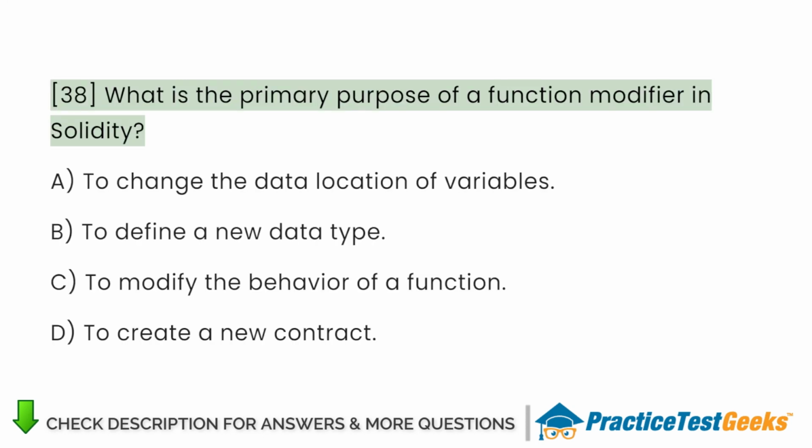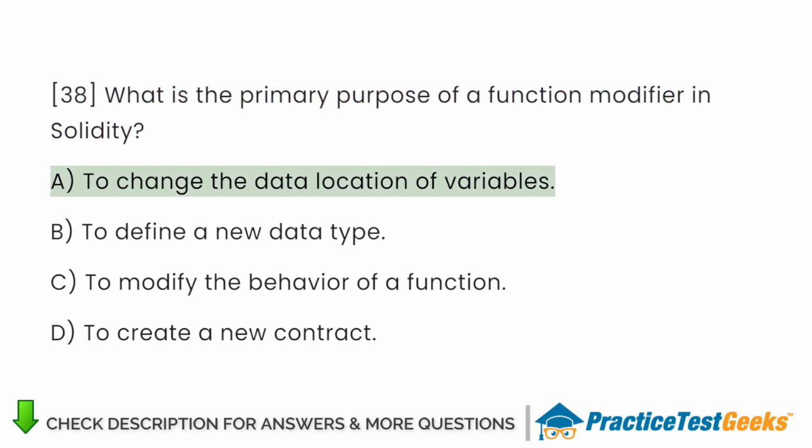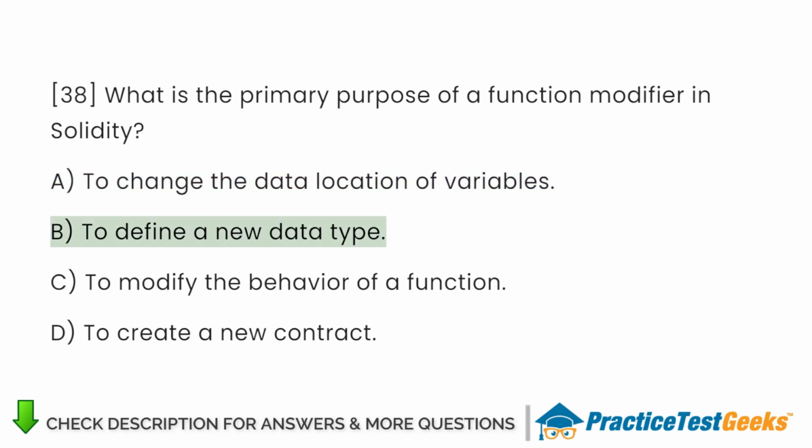What is the primary purpose of a function modifier in Solidity? A. To change the data location of variables. B. To define a new data type. C. To modify the behavior of a function. D. To create a new contract.